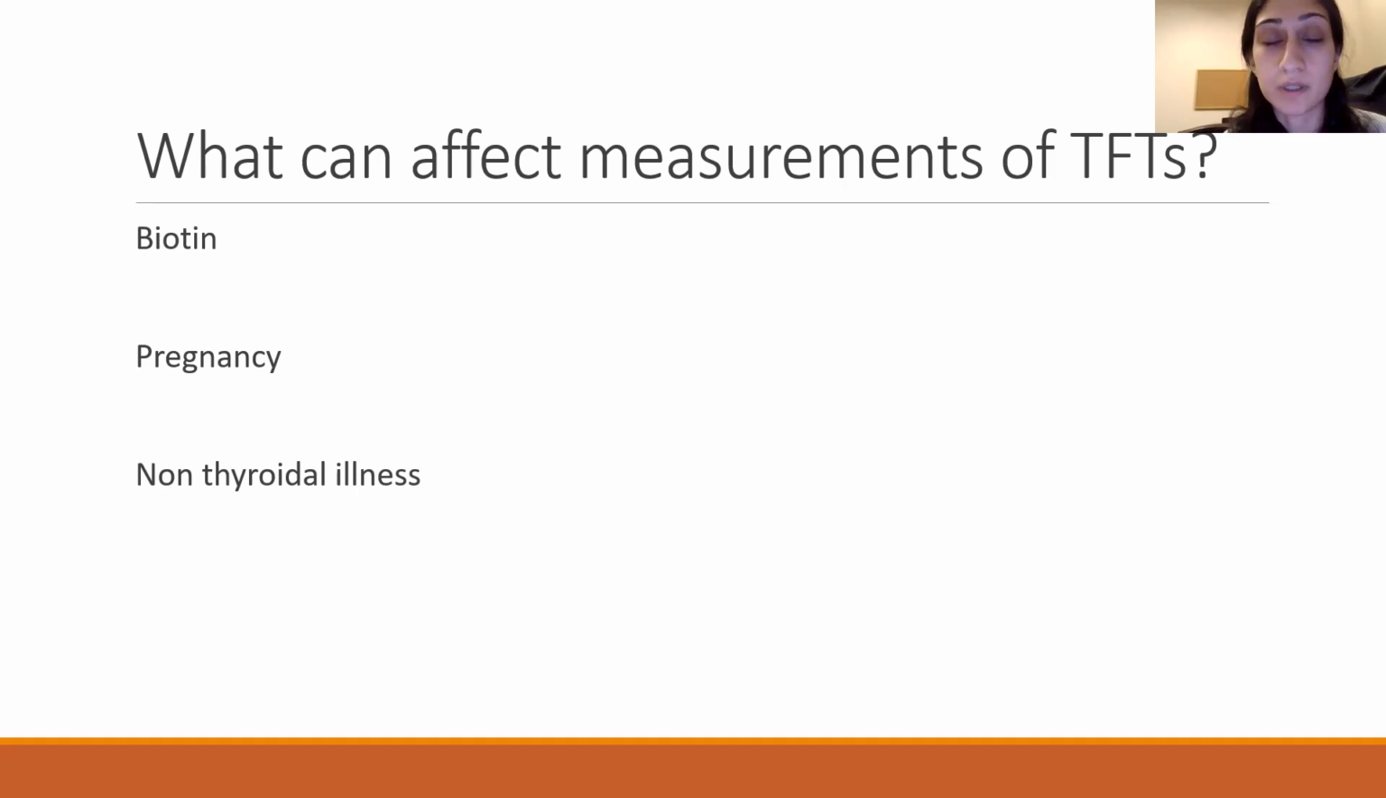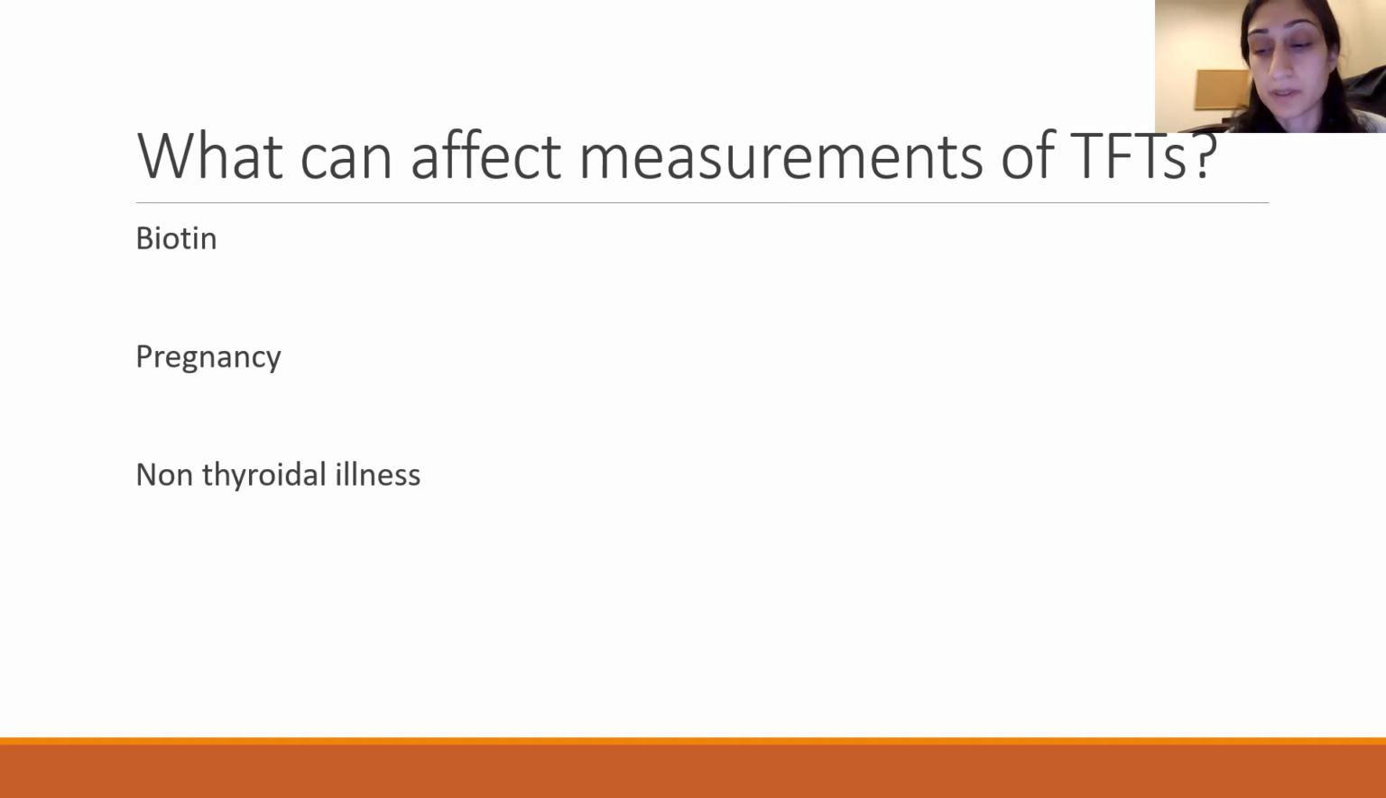Pregnancy can also affect your thyroid lab. In pregnancy, you have increased estrogen, which increases your TBG, or that protein that binds to the hormone. And so that's just something to keep in mind. In pregnancy, you can see higher levels of T4 and T3 because of that.